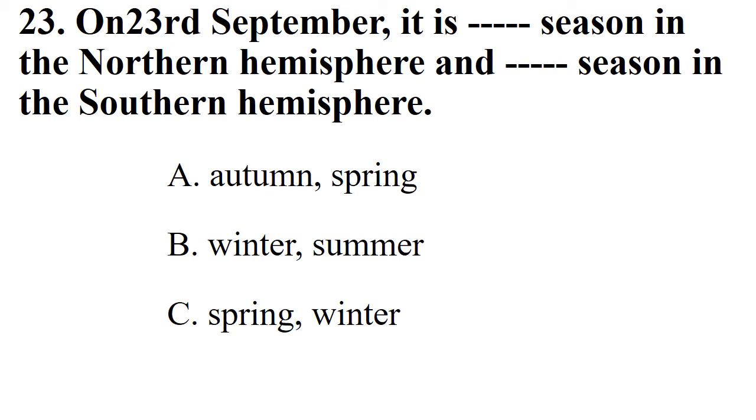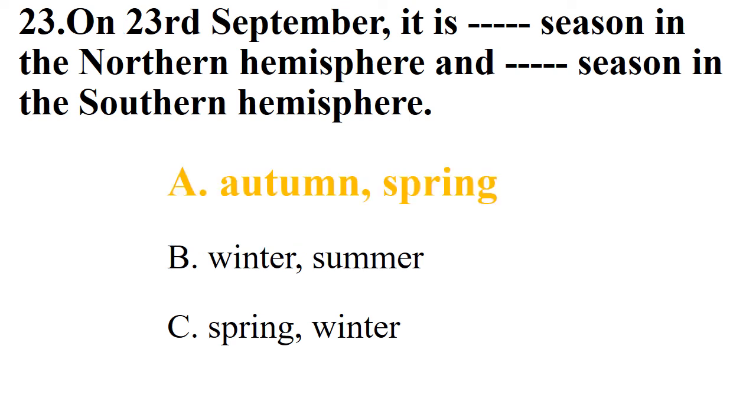Next, on 23rd September, it is dash season in the Northern Hemisphere and dash season in the Southern Hemisphere. Options: autumn, spring, winter, summer, spring, winter. Right option: autumn, spring.